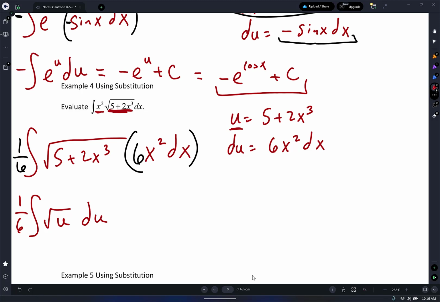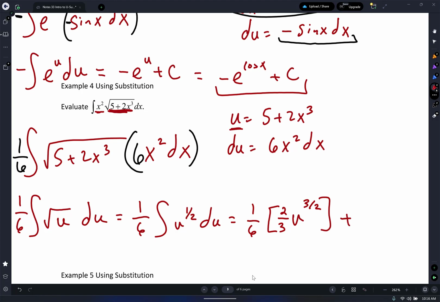Hopefully you have enough experience to be able to do that antiderivative. Here is how you should be thinking in your head. The square root of u is the same thing as u to the 1/2. And now you just use your power rule. So 1/6, and then I'm going to add 1 to that 1/2. So u to the 3/2. And then I'm going to divide by 3/2, which is the same thing as multiplying by 2/3, plus c.